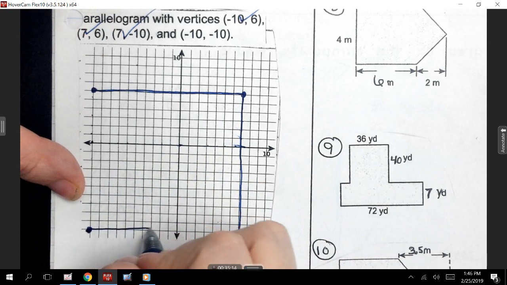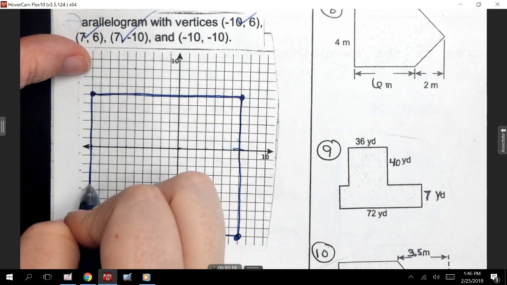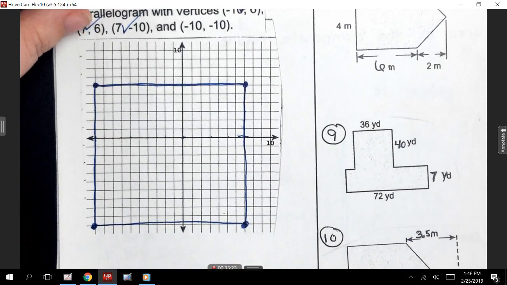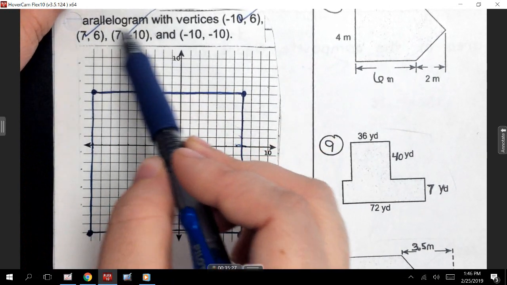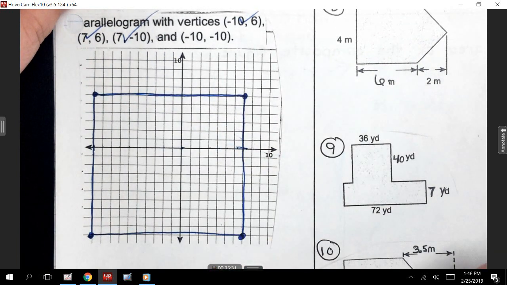So when I graph this, it does kind of look like a square. Now remember, we can't say it's a square unless we know the sides are the exact same, right? So it looks like a square, but we can't say it's a square. Now they called it a parallelogram. Why would they call it a parallelogram and then it look like a square? Brady?